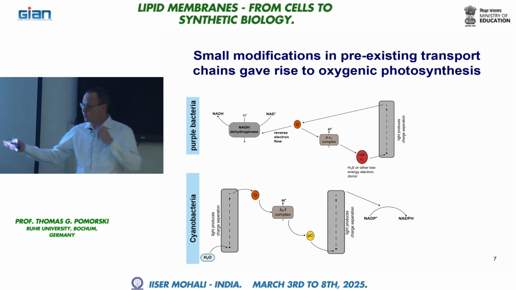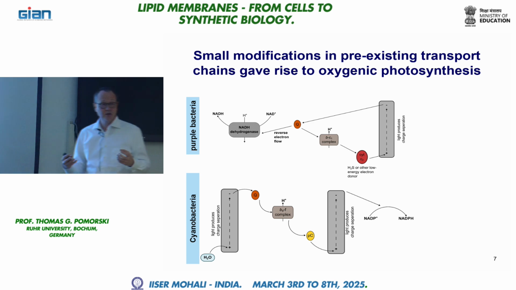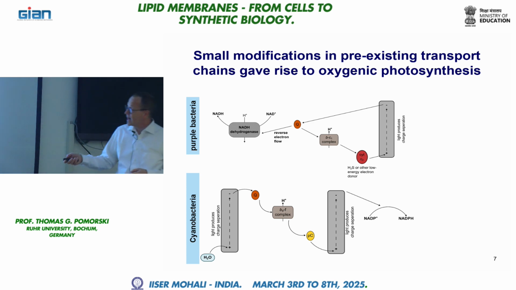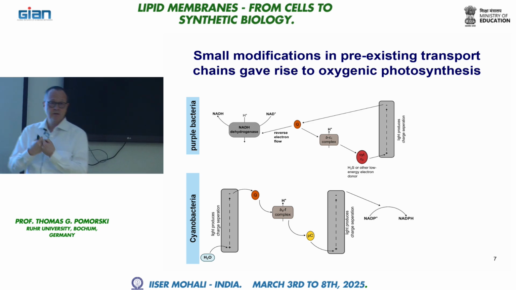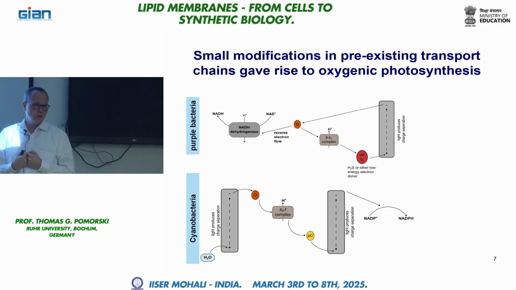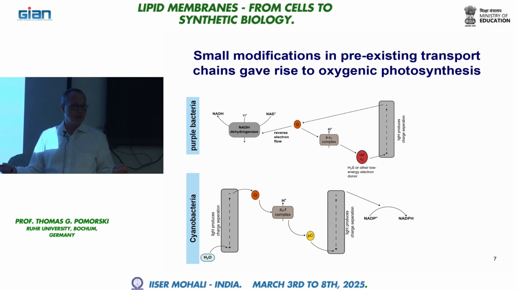So these bacteria found a way to split water, which requires quite a lot of energy. They developed a light-harvesting system that is able to use the energy of photons to steal the electrons from water, to split water. As a byproduct, you get oxygen. It's a waste product.